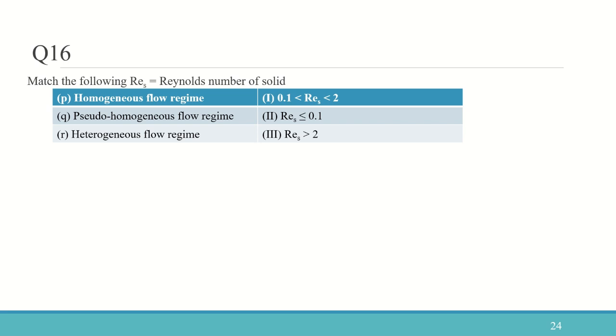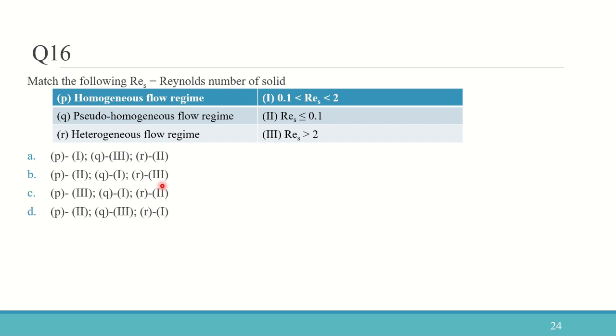So P is 2, Q is 1, R is 3. 2, 1, 3 is the right answer. We will see what the options are now and match. Option A P1, Q3 R2, option B P2 Q1 R3, option C P3 Q1 R2, option D P2 Q3 R1. So what was our answer? P2 Q1 R3. Option B is the right answer. So answer is option B.